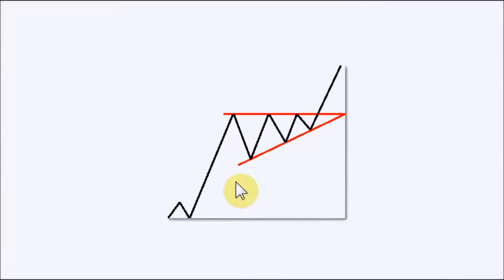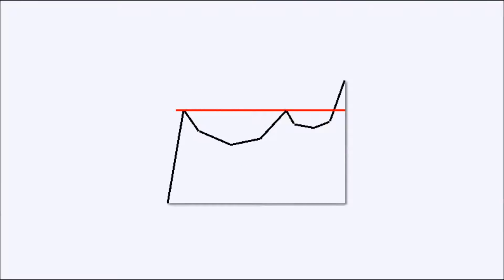Now this is a continuation. It is an ascending triangle with a flat top and an upward sloping level of support between the lows. Okay, when you see an ascending triangle in an uptrend, that is bullish when it breaks above the upper line of resistance. It is a continuation pattern.